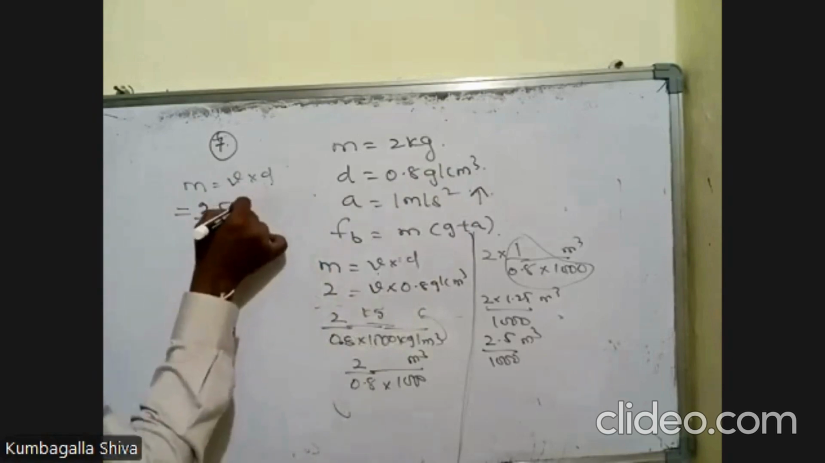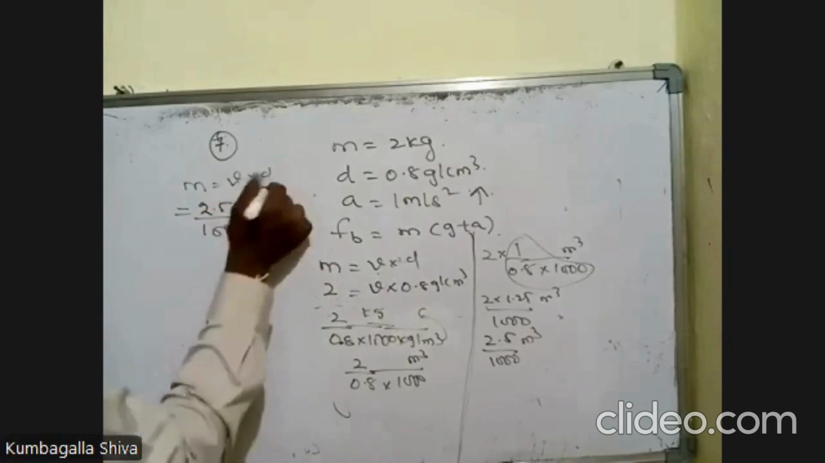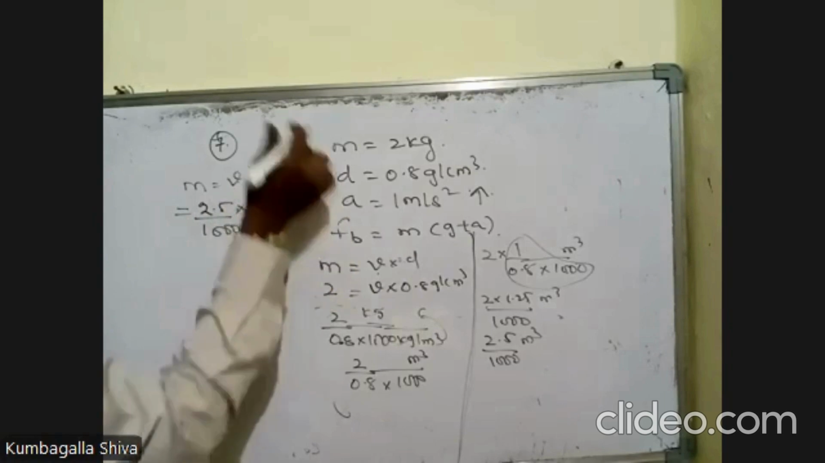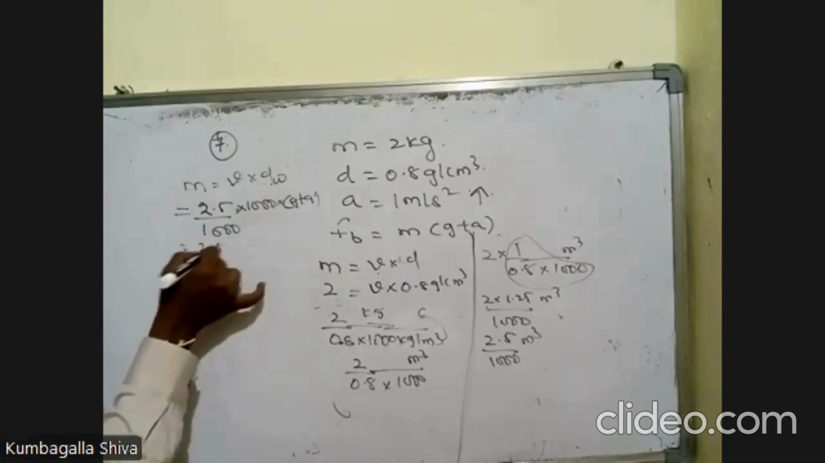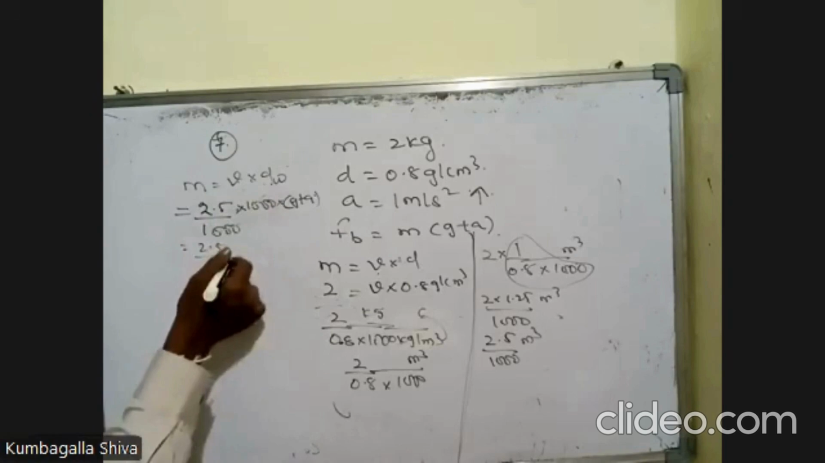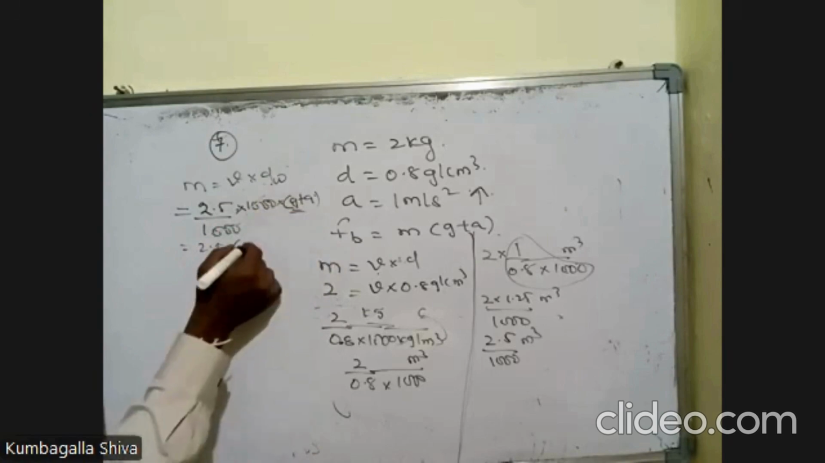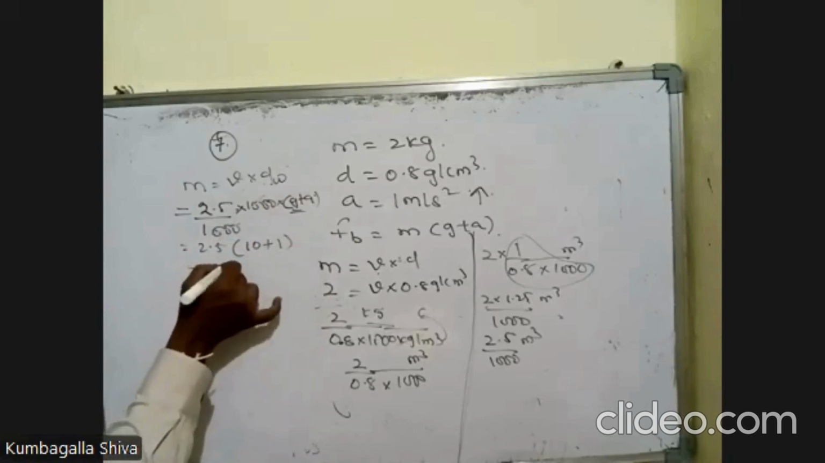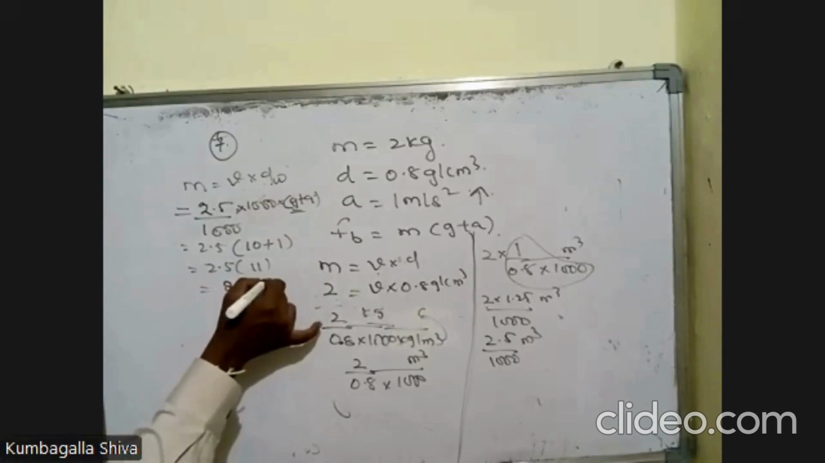0.8, we need to convert it. Sorry, density of water here. Density of water is how much? 1000, and G plus A. G is how much? G plus A. That is 2.5 by 1000. The 1000 gets cancelled. 2.5 into G. G is given as how much? 10. Acceleration is given as how much? 1. So 2.5 into 11, how much are you getting? 27.5. 27.5.